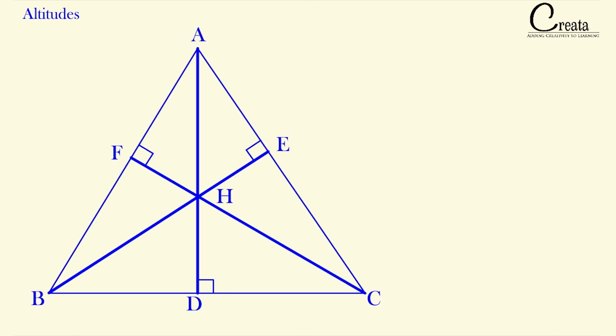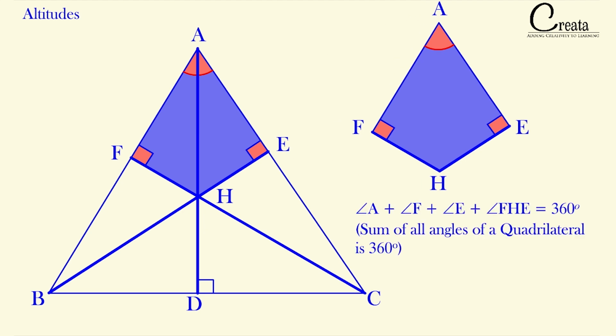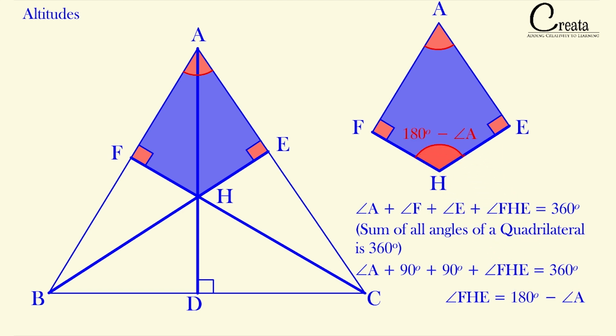Moving further, let's see some angles of these altitudes. This angle is angle A. Further, these angles are 90-degree angles. Further, are you able to visualize the quadrilateral AEHF? Okay, this is a quadrilateral, and we know the sum of the four angles of a quadrilateral is 360 degrees. So let's add all these four angles. This is angle A and these two angles are 90 degrees. On solving, we got this angle, that is angle FHE, as 180 degrees minus angle A.